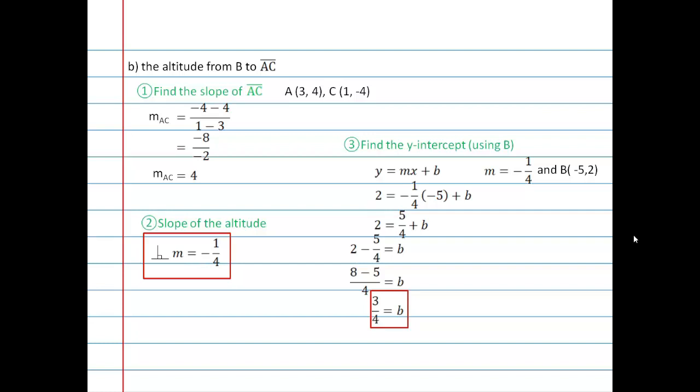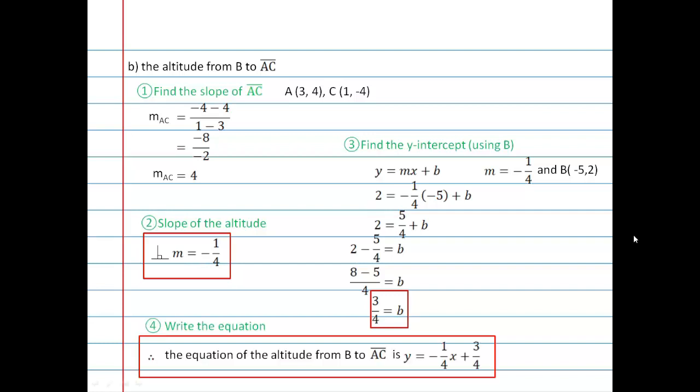Okay? So now I have an altitude with a slope of -1/4 and a y-intercept of 3/4, which means I can write my equation. So I'm going to write my equation, therefore the altitude from B to AC is y equals -1/4x plus 3/4.